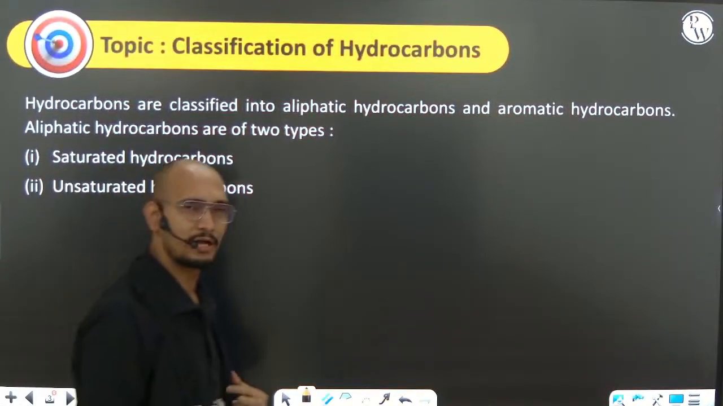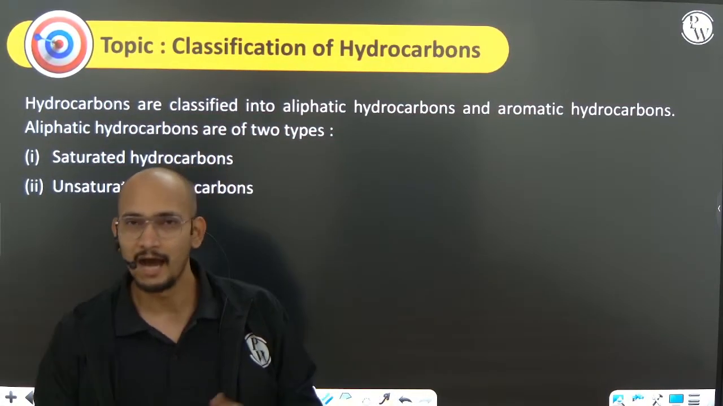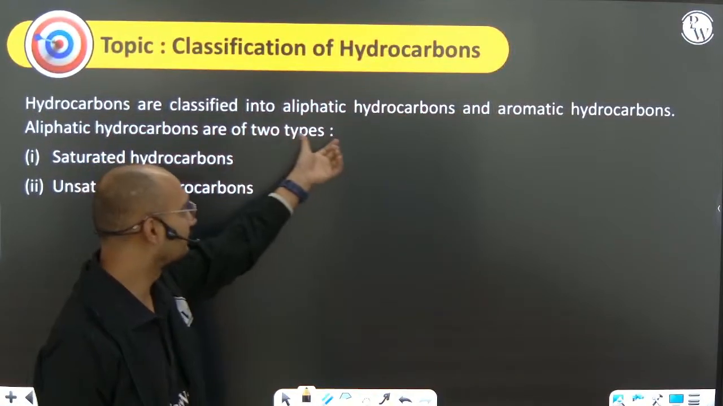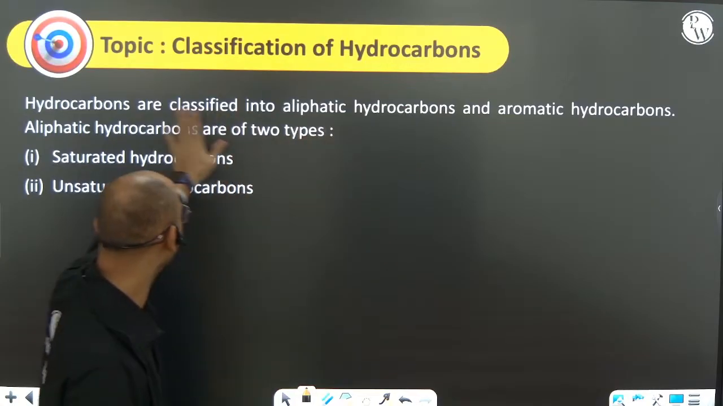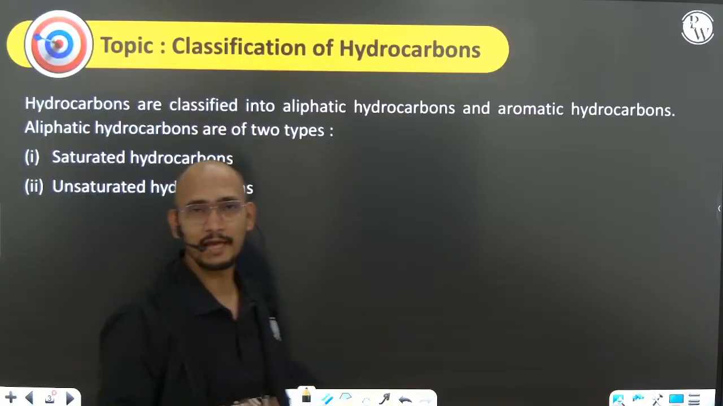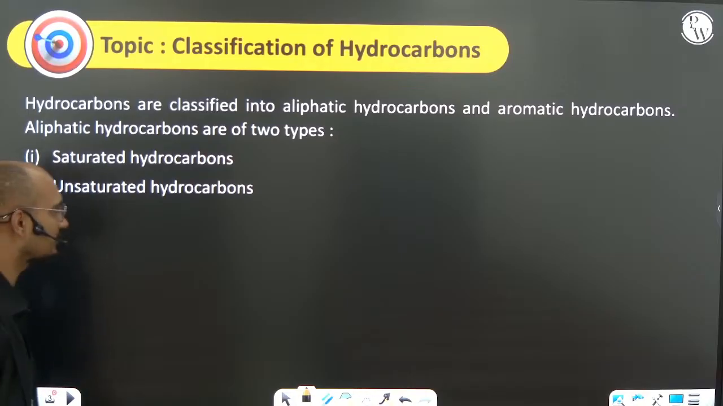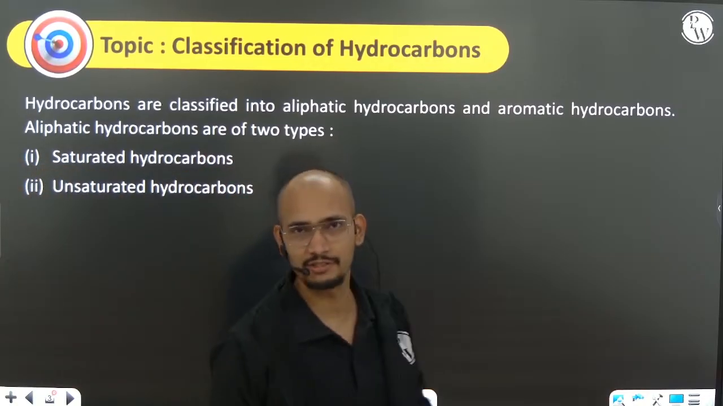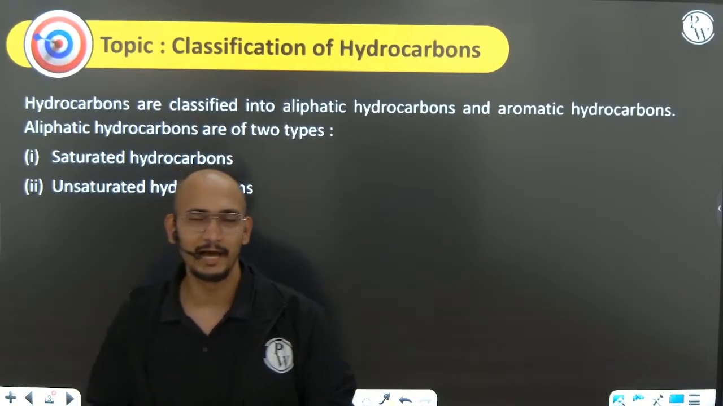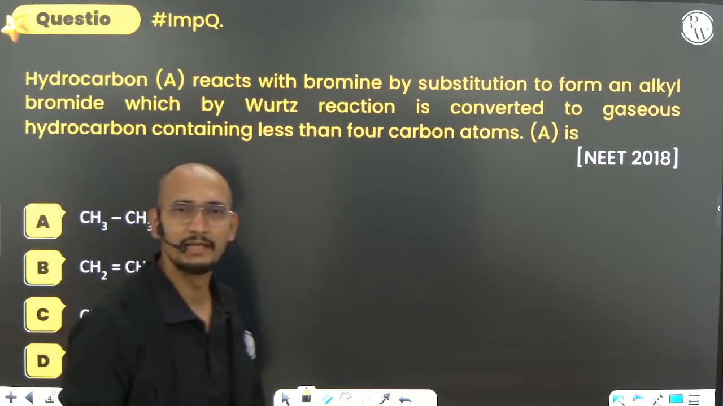Hydrocarbons are compounds that contain carbon and hydrogen. How many types are there? Hydrocarbons are classified into aliphatic and aromatic. Aliphatic hydrocarbons are of two types: one is saturated, another is unsaturated. Unsaturated ones are where there will be pi bonds, or you can say double bonds or triple bonds present. I hope everyone has this idea, so I will not waste any time and will directly come to the questions.